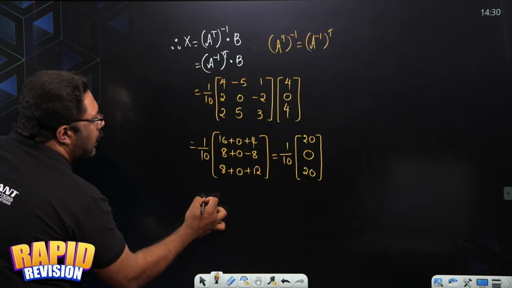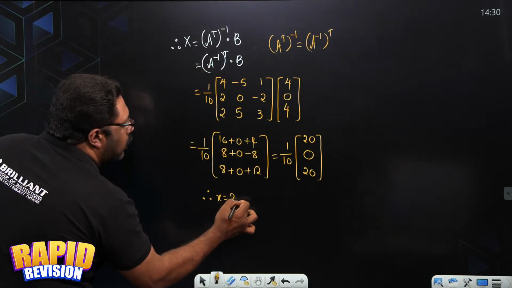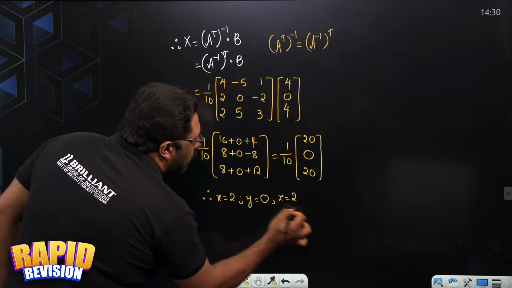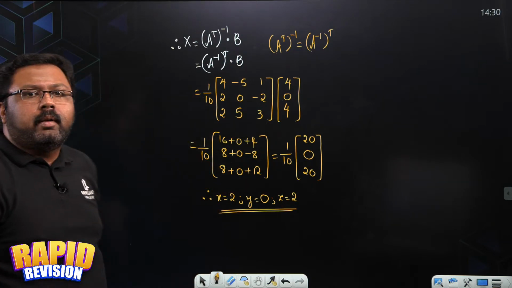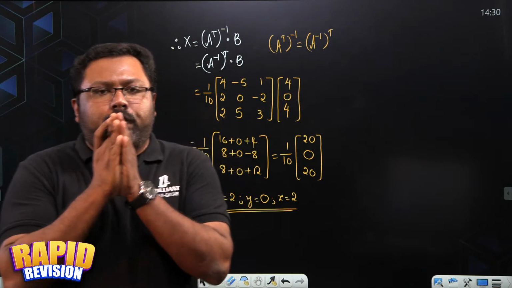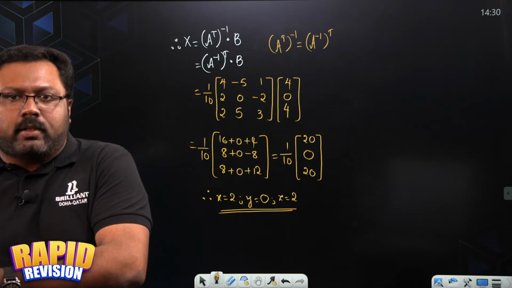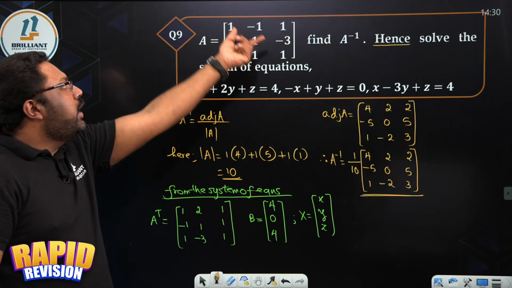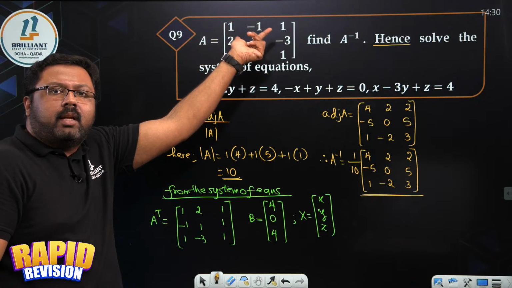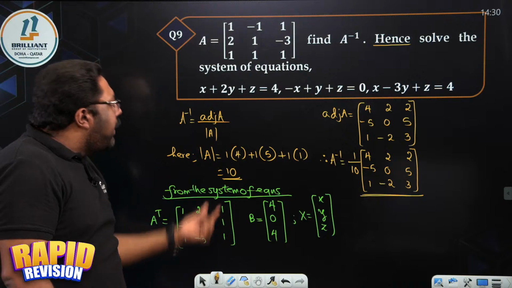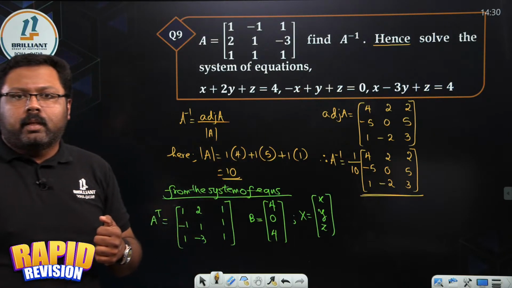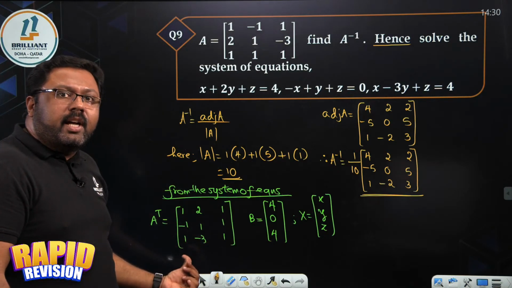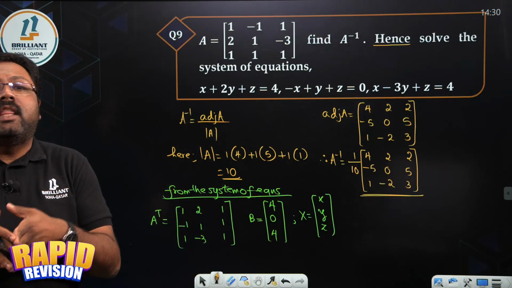20, 0 and 20. Therefore, x equal to 2, y equal to 0, z equal to 2. Please beware. If they ask you to find inverse and hence solve, normally the matrix A given in the question will be the exact same matrix obtained from the equations. But it's a confusing question when it is not the exact matrix, it's the transpose. So you don't have to do anything new.